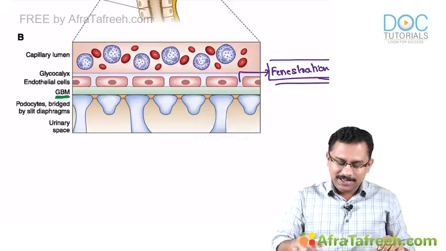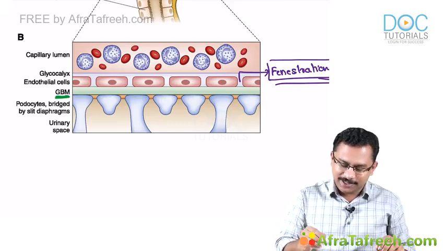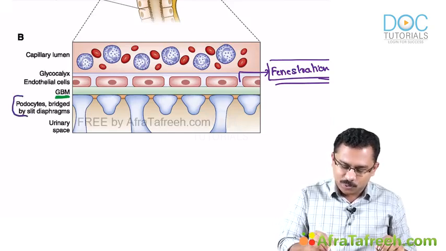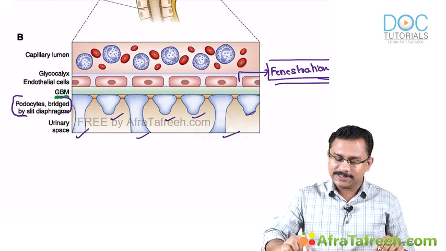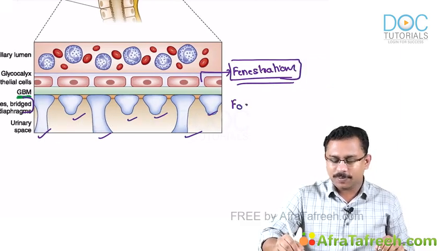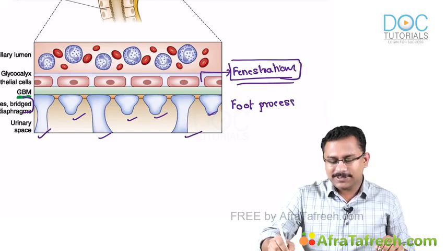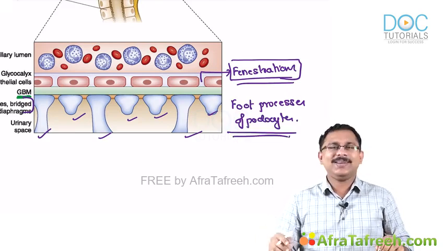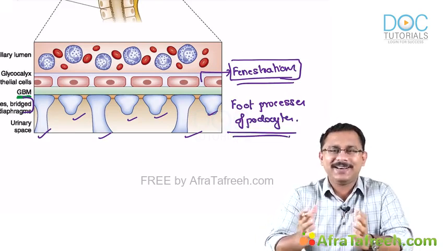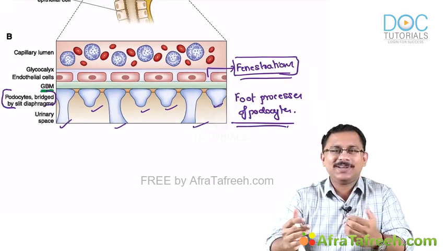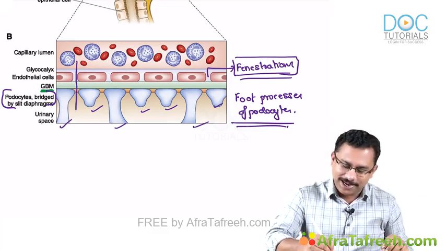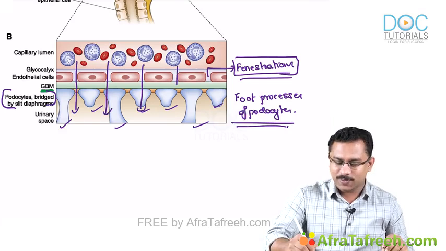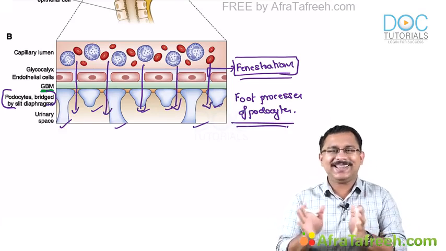So we will just see the next structure in the same filtration barrier after the basement membrane. Are you able to see the podocytes? And these structures that you see are the foot processes of the podocytes. Together they will form the filtration membrane, and the transport of the various components of the glomerular filtration happens through the filtration barrier. So we will see in detail how it happens.